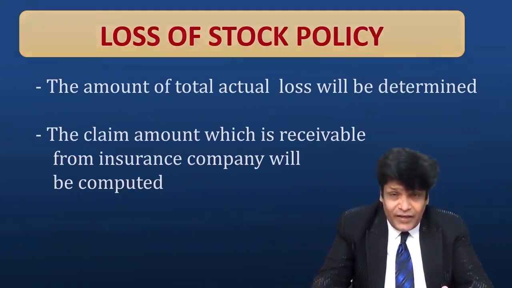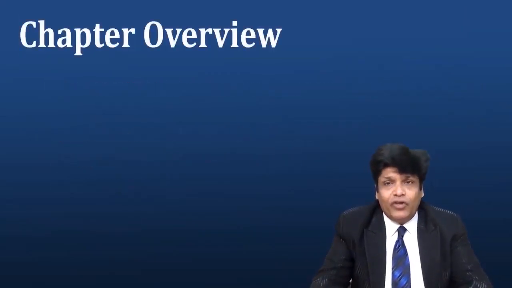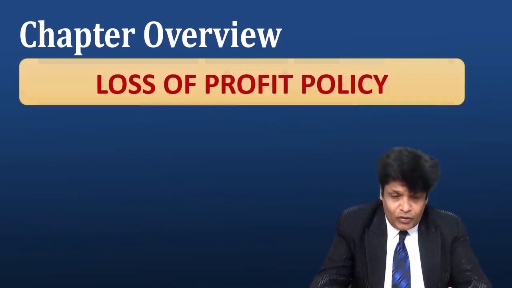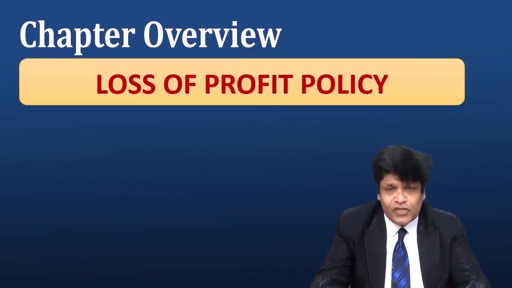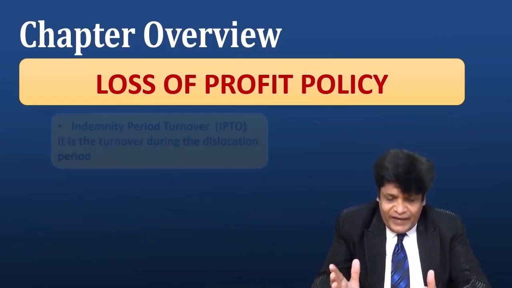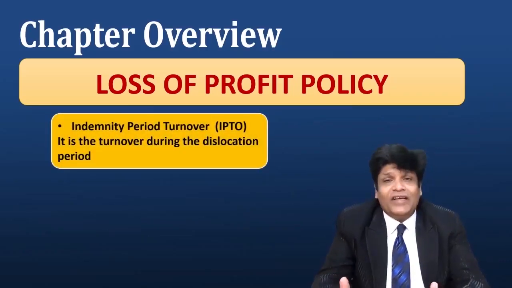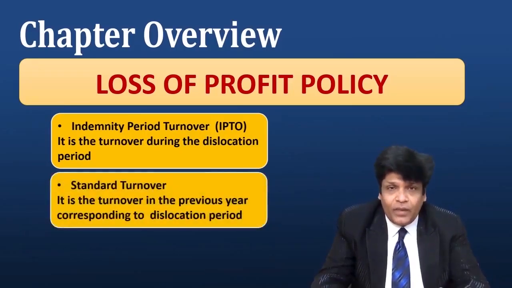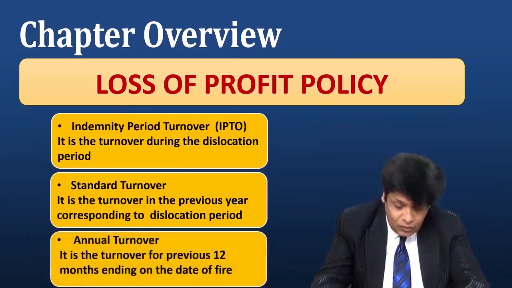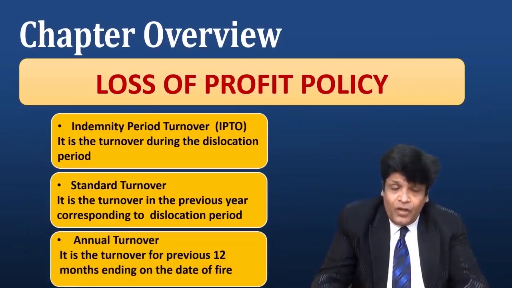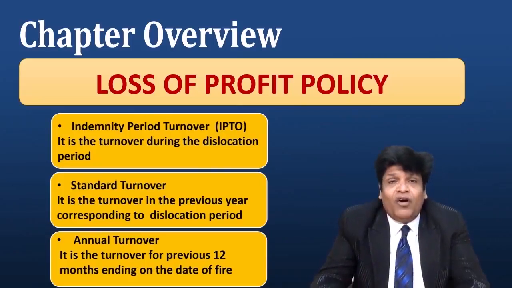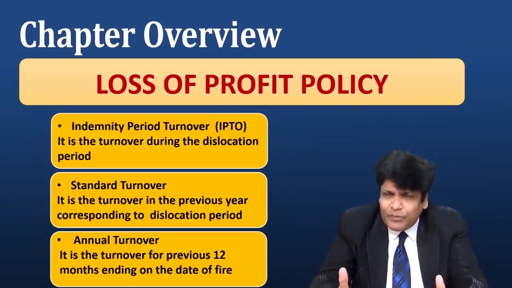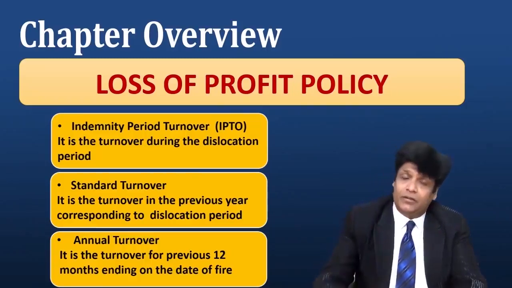Now let's study the chapter overview about the loss of profit policy. As we have discussed before in our learning outcome, and now you can see on your screens, you will be learning something about the indemnity period turnover, popularly known as IPTO. You're learning something about standard turnover, that is STO. And of course, you'll be learning something about annual turnover, that is ATO. So we need to know the meaning of indemnity period turnover. The full chapter is, friends, based upon these three terms.